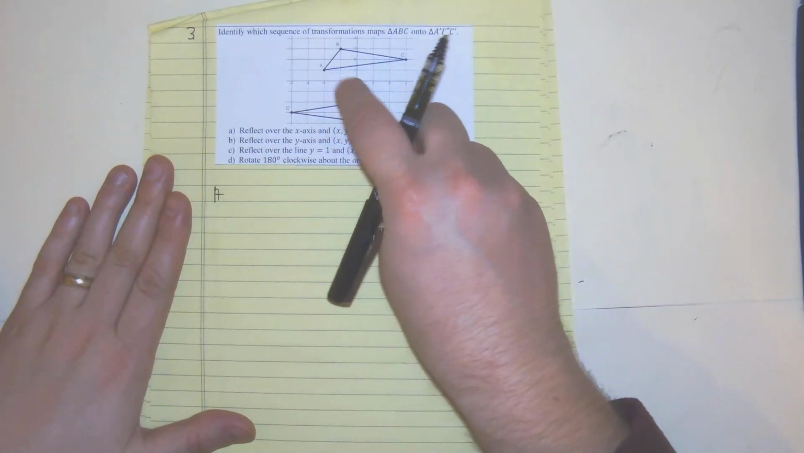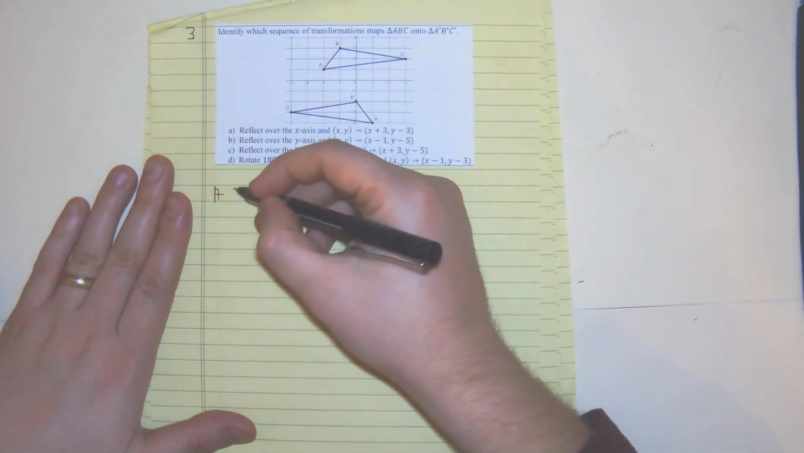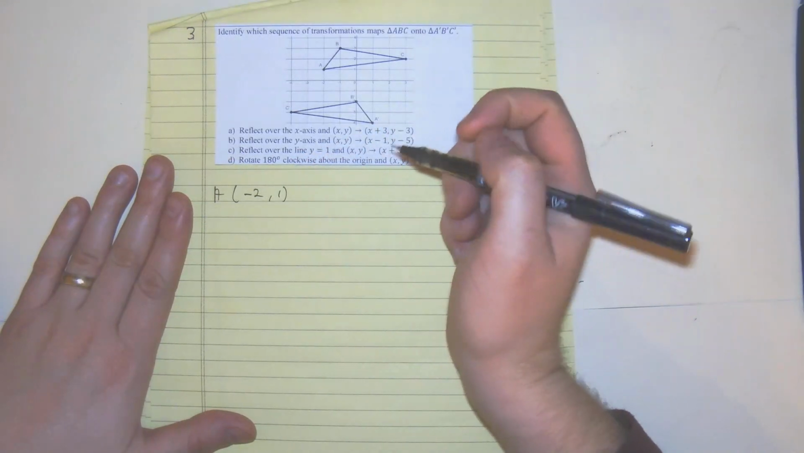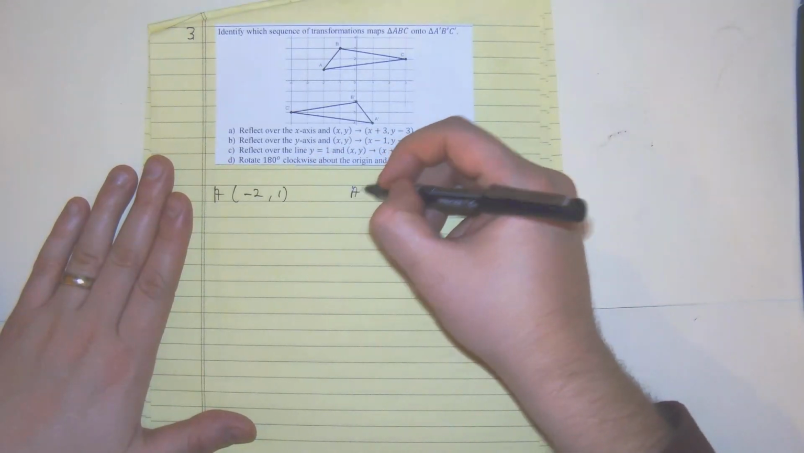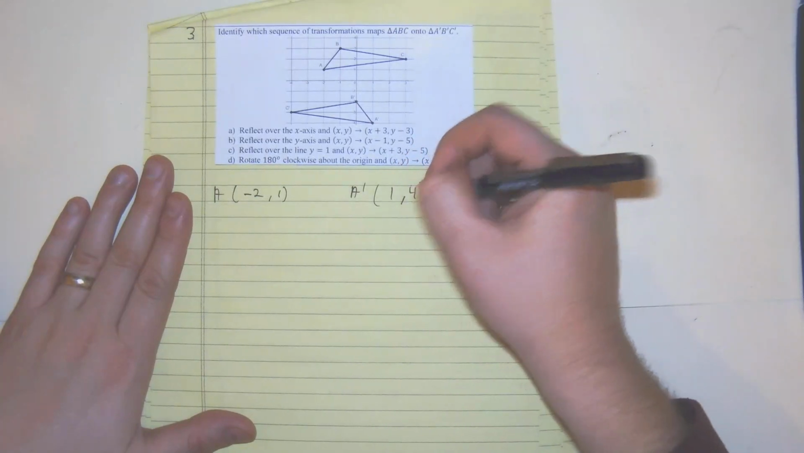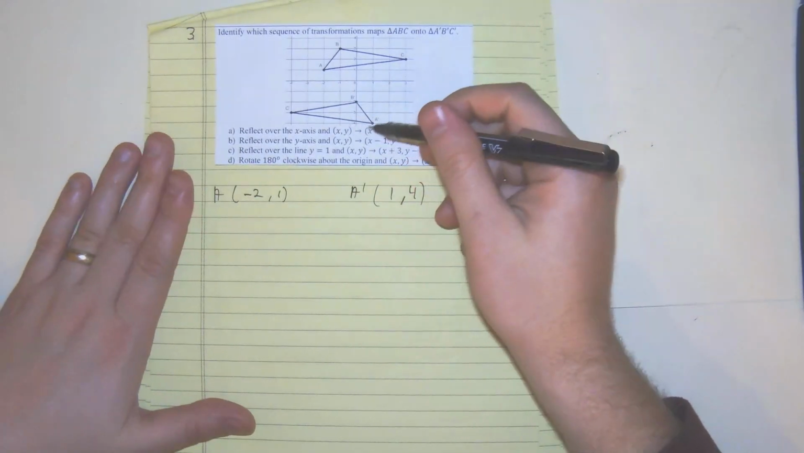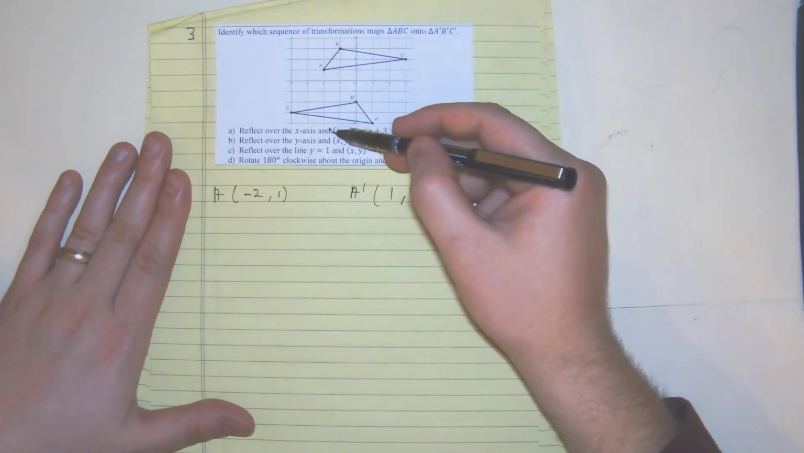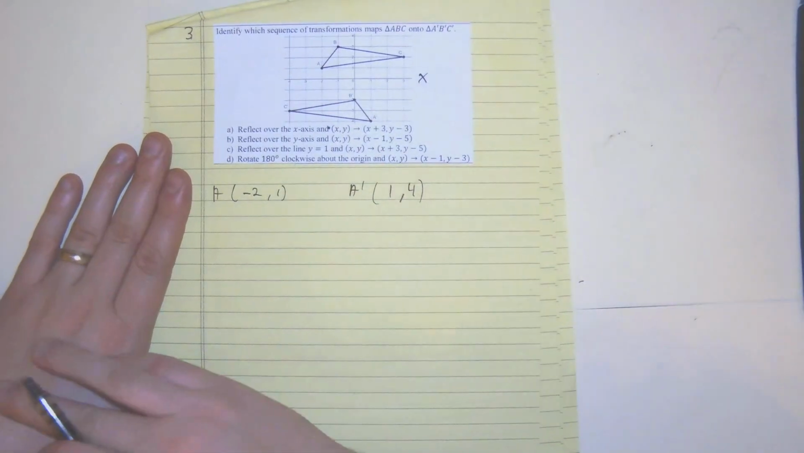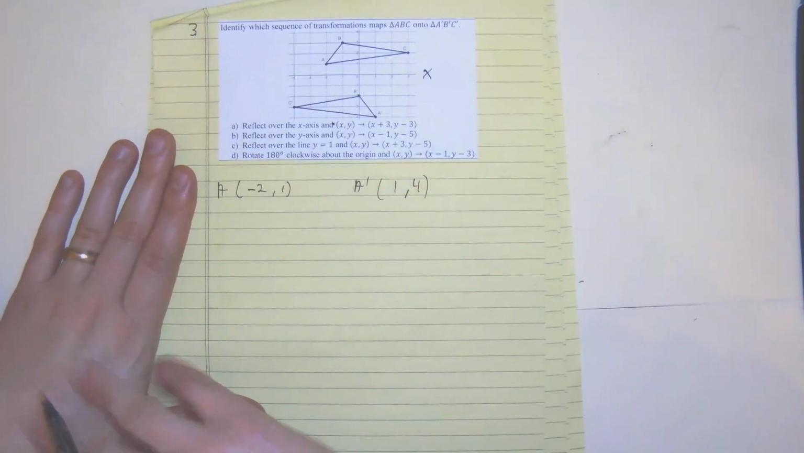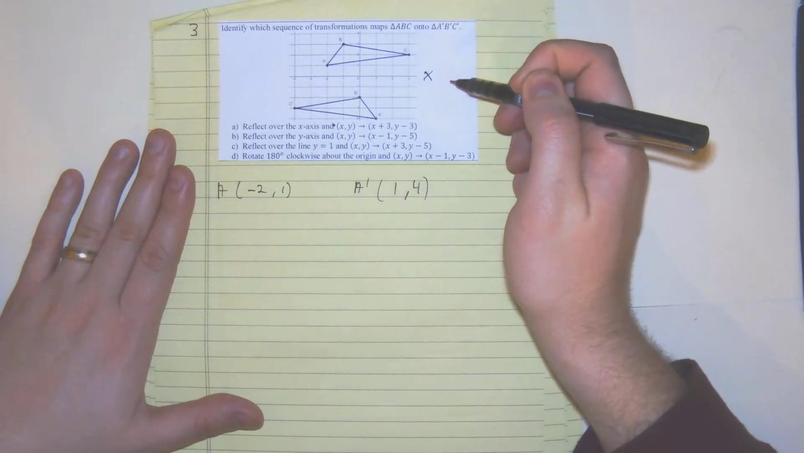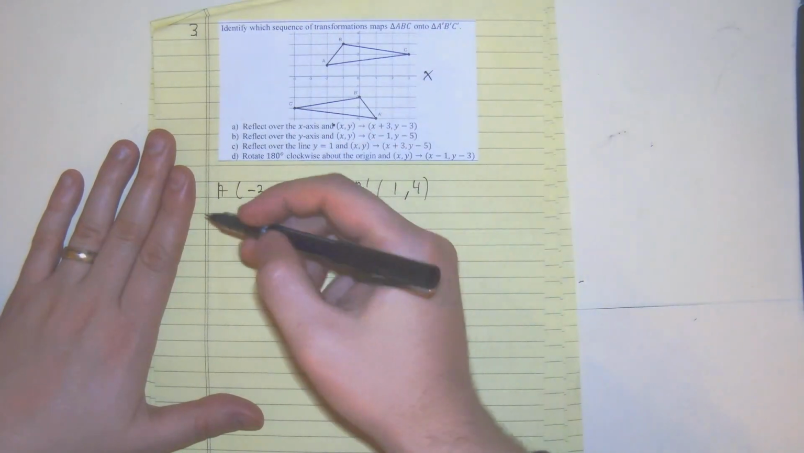First, figure out where point A is located: (-2, 1), and A prime is at (1, 4). The first thing they want us to do is reflect over the x-axis. You could do this visually so you don't waste your time during the EOC. Reflecting over the x-axis is going to flip our y value.